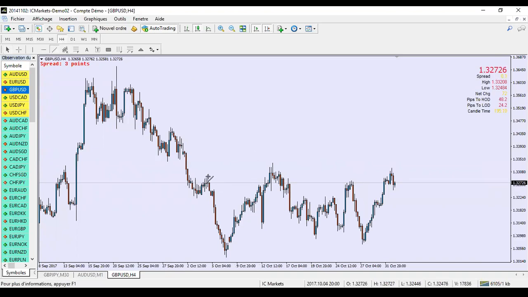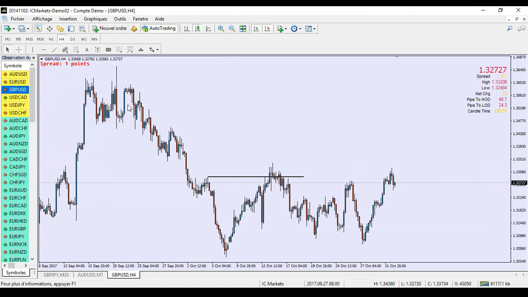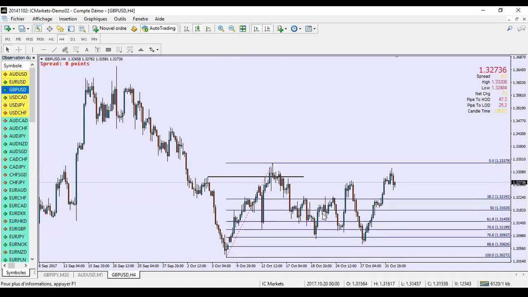So structure broken, you see it. That's okay, up move. So what most people do is they place their entry with the Fibonacci like everyone else. And around 61.8, 79, we're good. That's where we enter, okay?